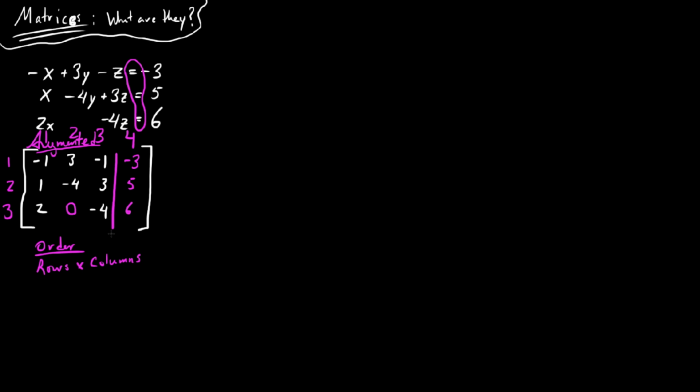So rows by columns. This matrix right here, since it has 3 rows and 4 columns, is a 3 by 4 matrix. And so we always refer to the number of rows first. So don't forget, always number of rows first, and then columns. So we have a 3 by 4 matrix here.